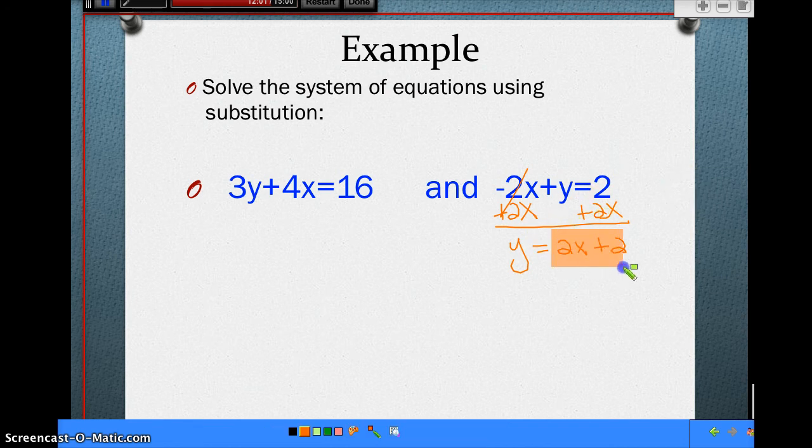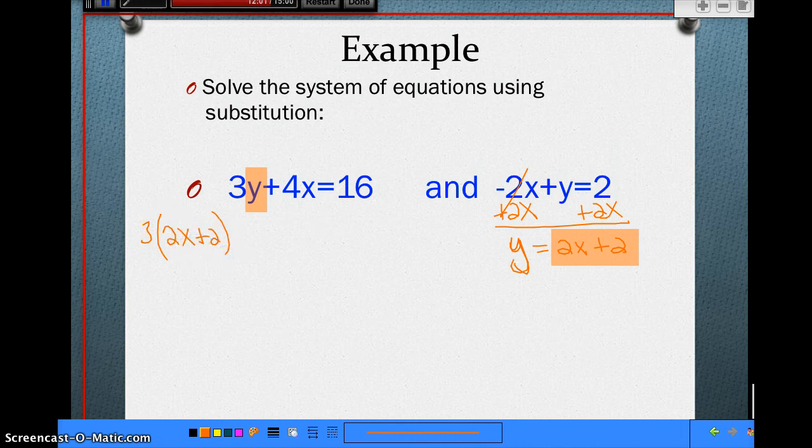Take that expression, 2x plus 2, and substitute it back in to the other equation for y, because that's what y equals. Don't forget to substitute in using parentheses. So this is my substitution expression, which is a binomial, 2x plus 2. Drop everything else down. Make sure you use the distributive property. We get 6x plus 6. Drop down my 4x equals 16. Combining my like terms, 6x plus 4x is equal to 10x plus 6 equals 16.